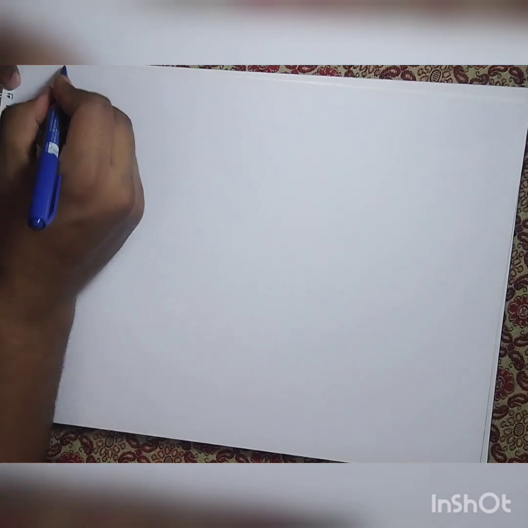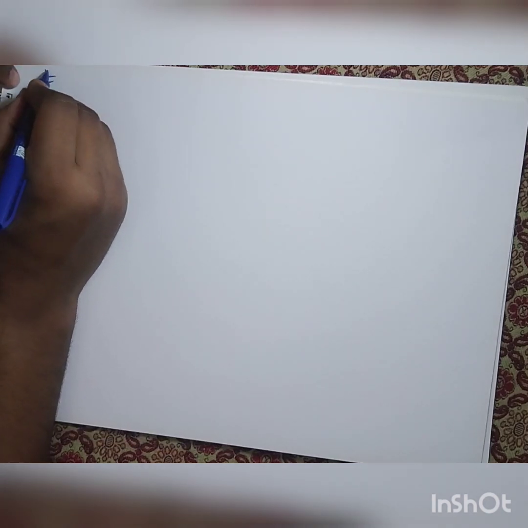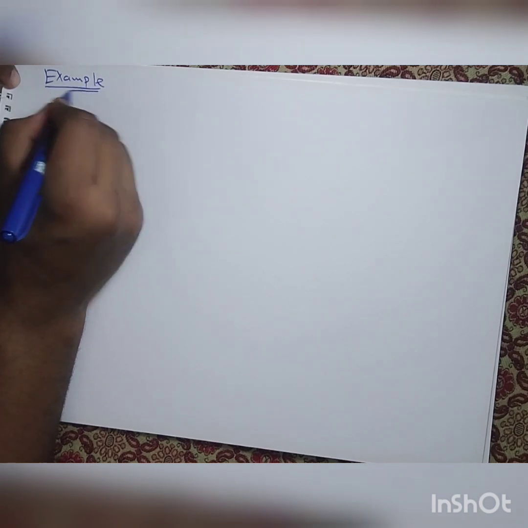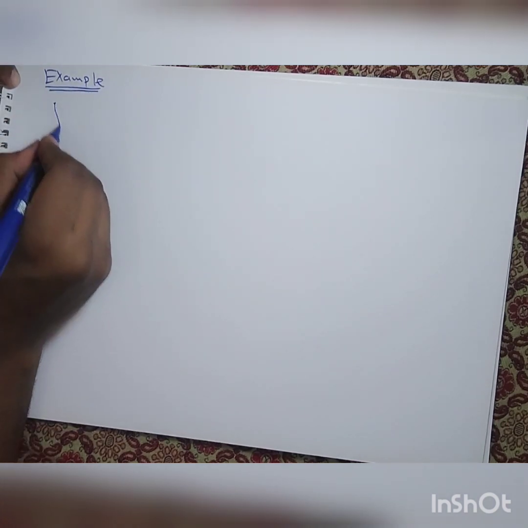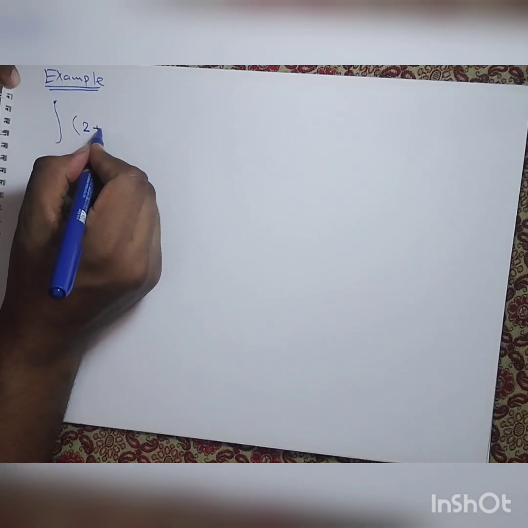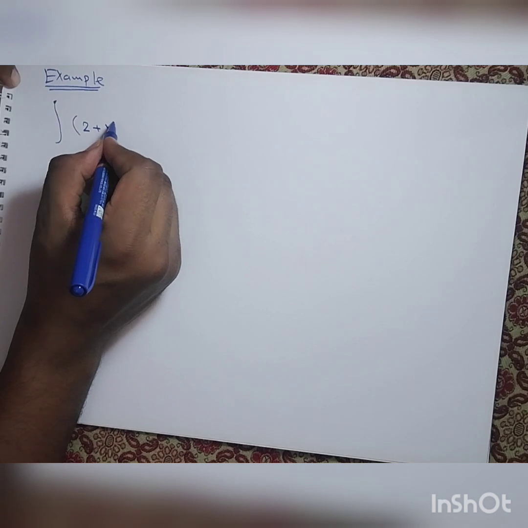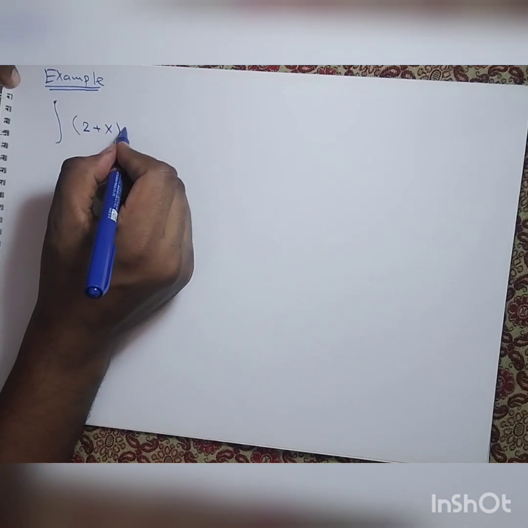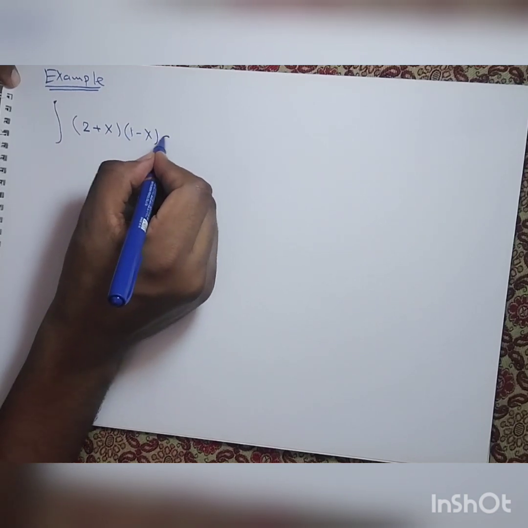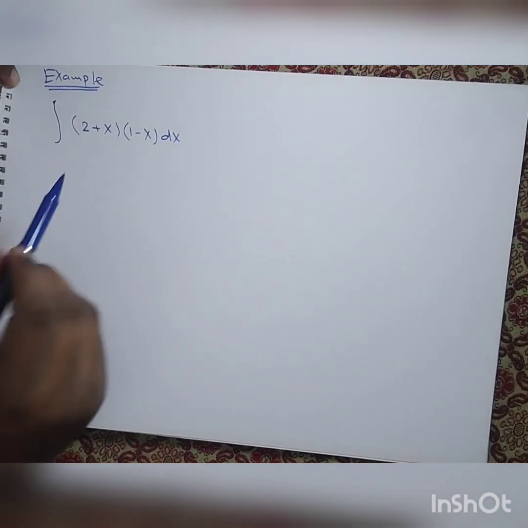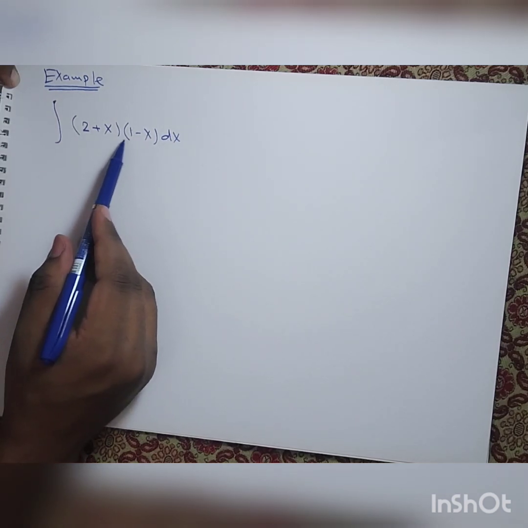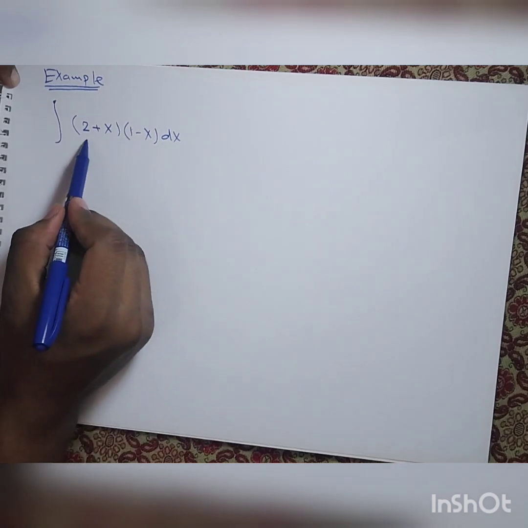So let us say another example. Example 2. If you would like to integrate, for example, 2 plus x times 1 minus x, dx. Now we need to write it in the standard polynomial form. So in this case we need to multiply.